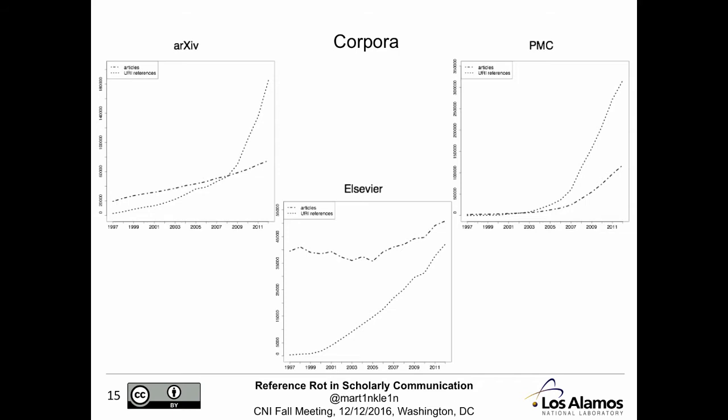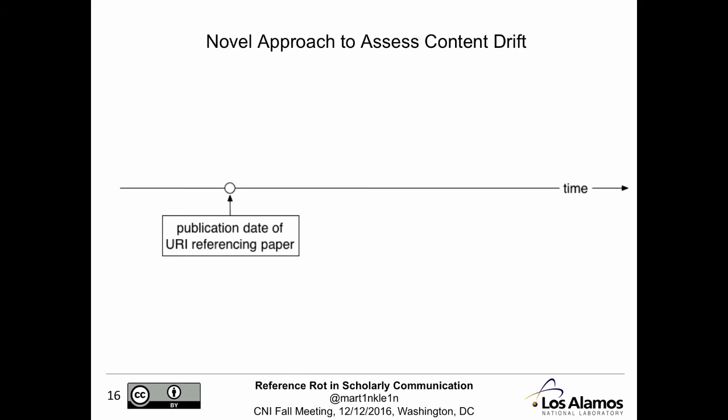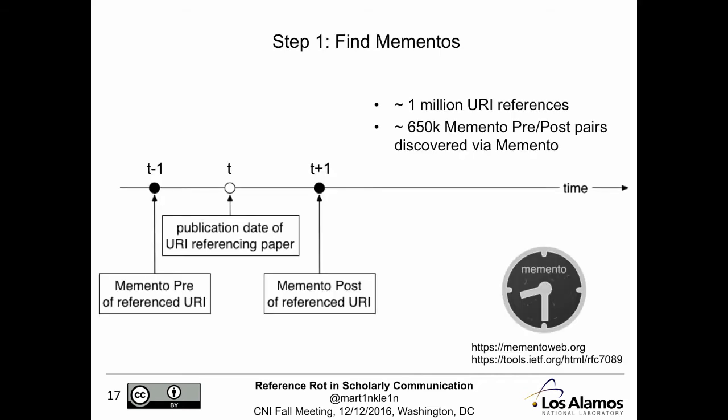So how do we go about assessing and precisely quantifying the notion of content drift in our scholarly articles? Imagine a timeline. At some point in time, a paper was published that references a web at large resource by means of its URI, right? So a paper that contains a URI. For each of these URIs, we use the Memento framework, and I'll talk about this in a second, to obtain archived copies of those referenced URIs surrounding the publication date of the article that references the URI. If you imagine that the paper was published at time t, we obtain an archived copy of that URI, what we call a memento, from time t minus 1, as close as possible to t, but previous to t, right, prior.